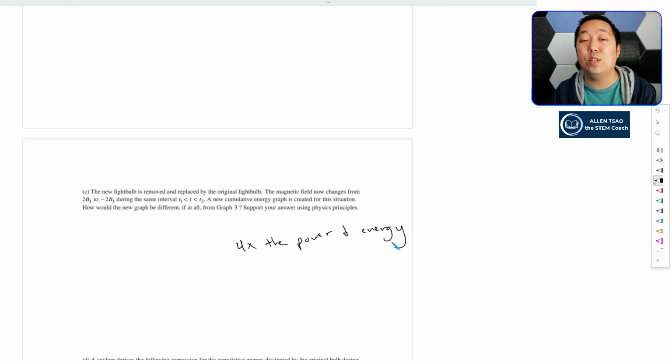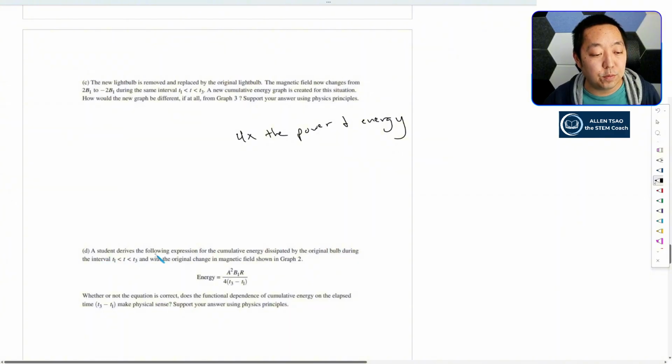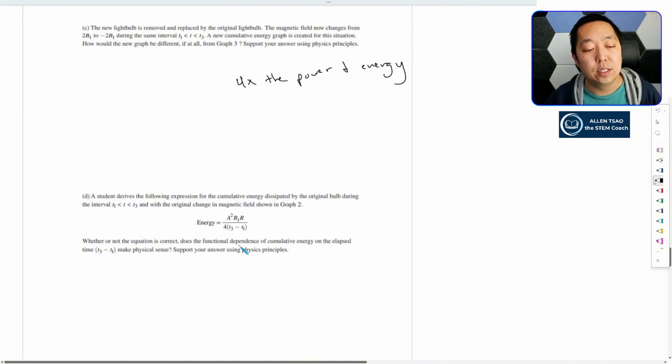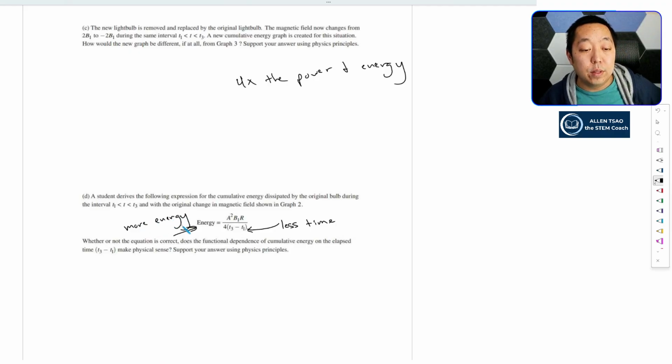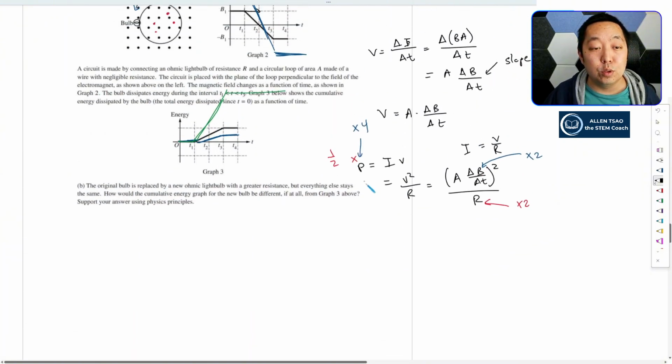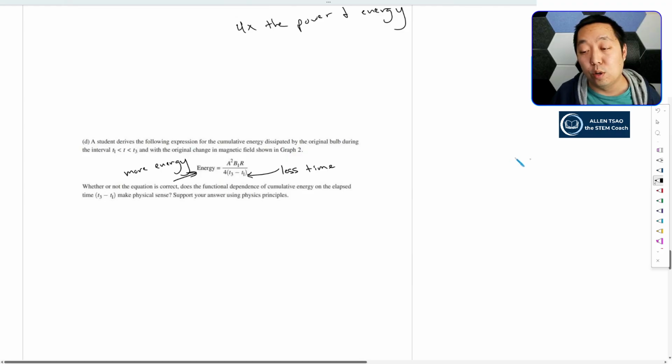And I'm not going to write out the whole explanation. What I just described to you is that explanation, okay? A student derives the following expression for the cumulative energy. Whether or not the equation is correct, does the functional dependence of cumulative energy on the elapsed time make sense? So here, if we have less time, does it make sense that it's more energy? Okay, so that does make sense, because if you do that same change in a shorter amount of time, you're going to have a steeper slope. So yes.